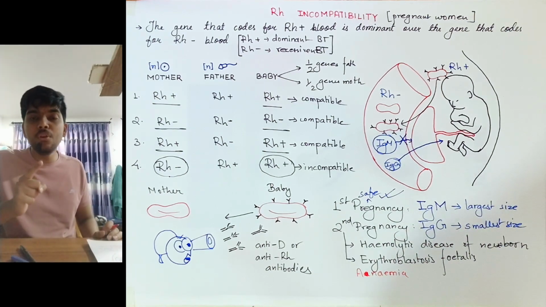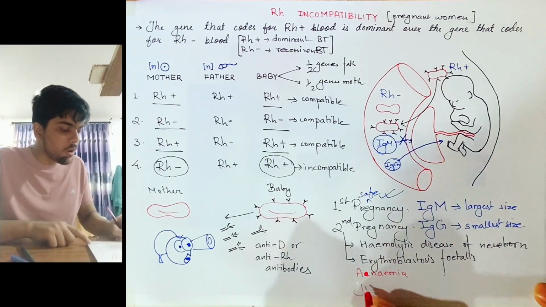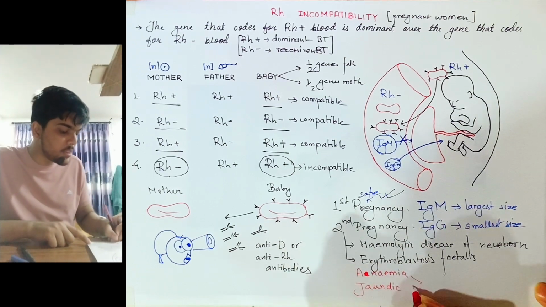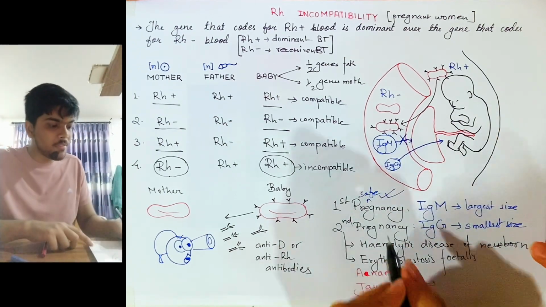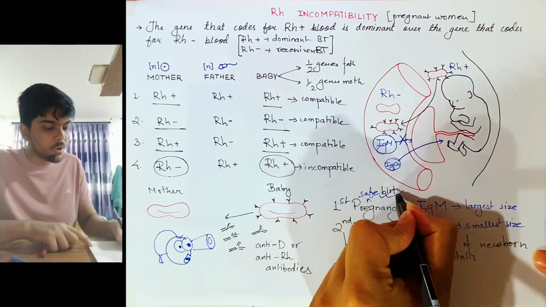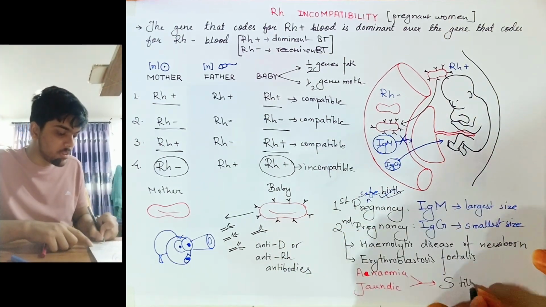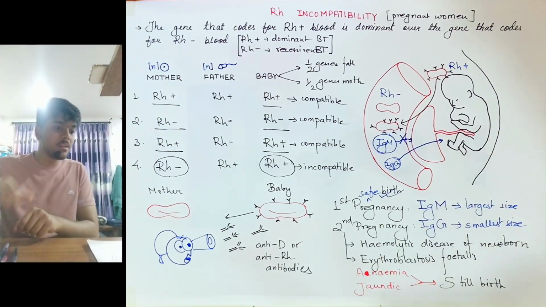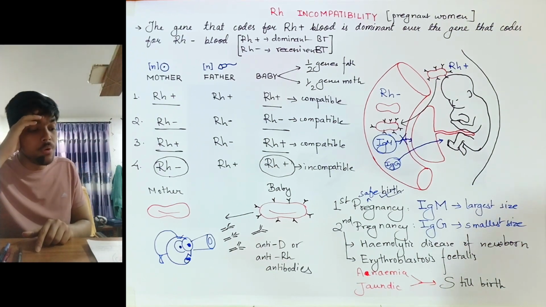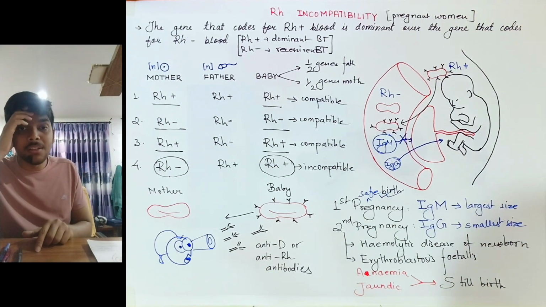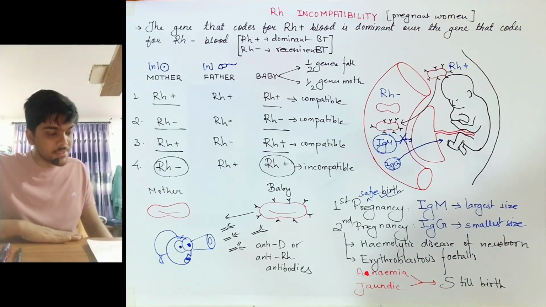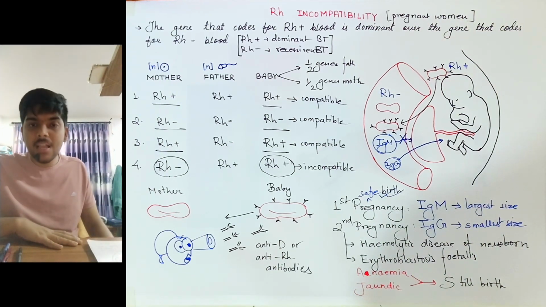And the deposition of bilirubin in the bloodstream leads to the disease called jaundice. This anemia and jaundice together kill the baby, and instead of having a safe birth, there's stillbirth. That is the birth of a dead baby. And that's exactly why Rh incompatibility is so dangerous for the baby that is to be delivered by the pregnant woman.